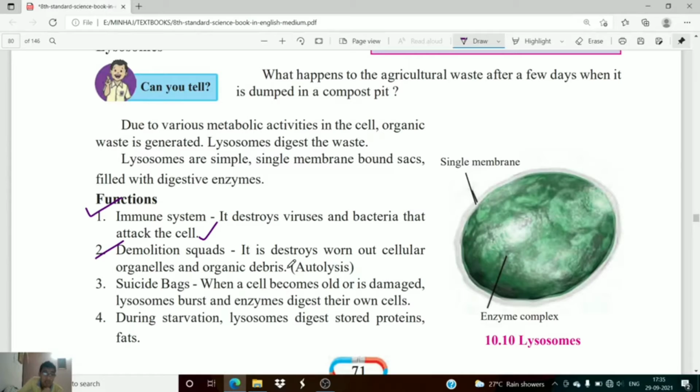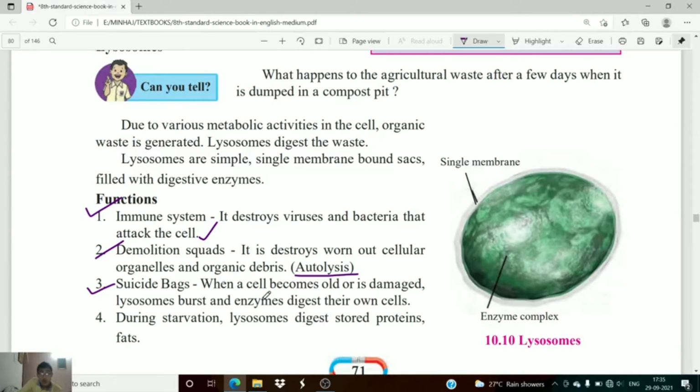So if any cell which has died or is not in use or not required, those cells are going to be destroyed by the lysosome itself. And organic waste is also destroyed by the lysosome. Now this destruction of organic debris is called autolysis. Then third is suicide bags. When a cell becomes old or is damaged, lysosomes burst and enzymes digest their own cells.